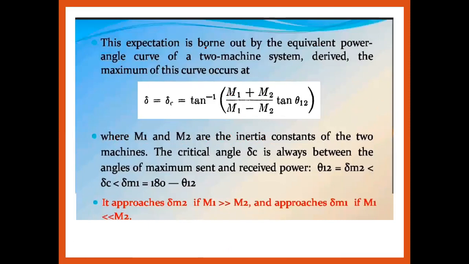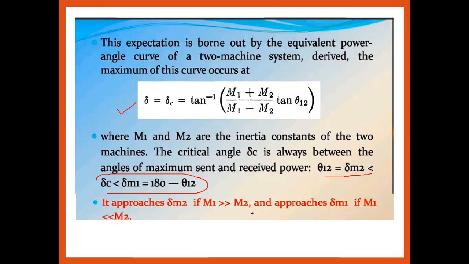In that case, the equivalent power angle curve of the two machine system is derived, having the maximum value of delta. So delta is equal to delta C, that is the critical angle. It is the tan inverse of the moment of inertia, M1 plus M2 upon M1 minus M2, into tan of theta 12, where M1 and M2 are the inertia constants of the two machines, and the critical angle delta C always lies between theta 12 and 180 minus theta 12.